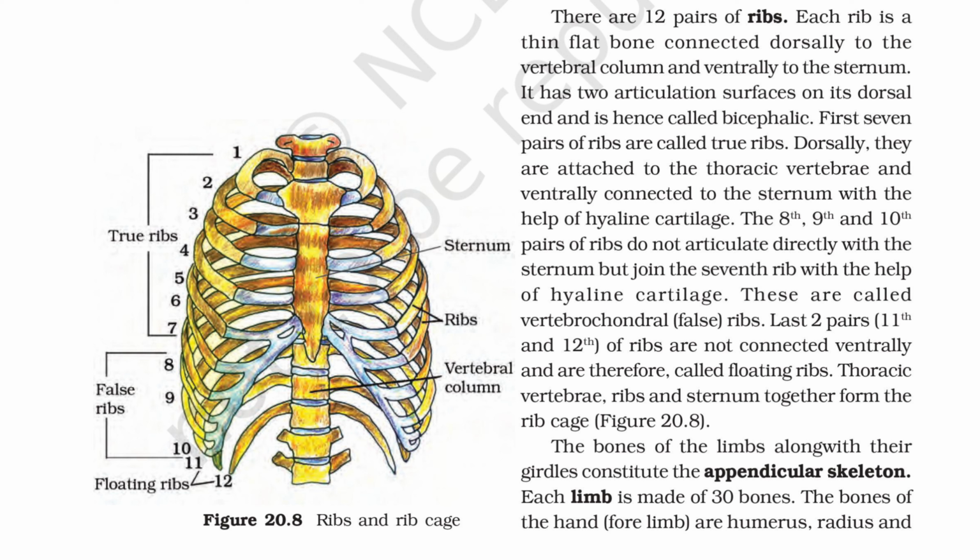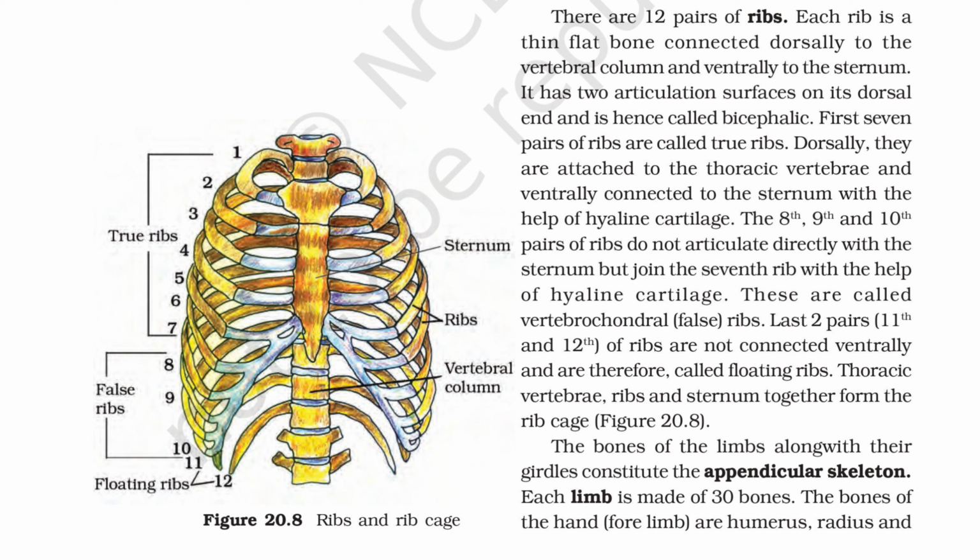The 8th, 9th and 10th pairs of ribs do not articulate directly with the sternum but join the 7th rib with the help of hyaline cartilage. These are called vertebrochondral, false, ribs. Last two pairs, 11th and 12th, of ribs are not connected ventrally and are therefore called floating ribs. Thoracic vertebrae, ribs and sternum together form the rib cage.